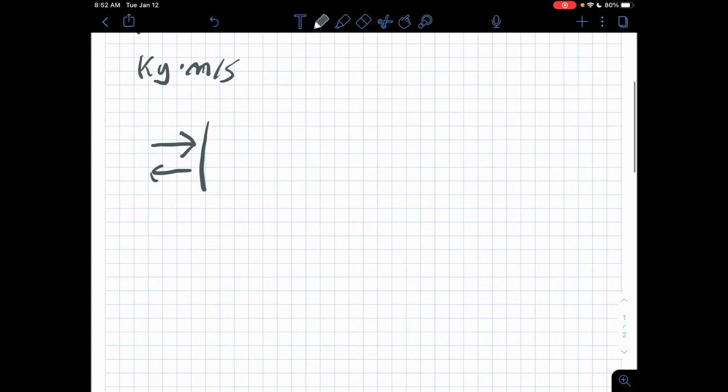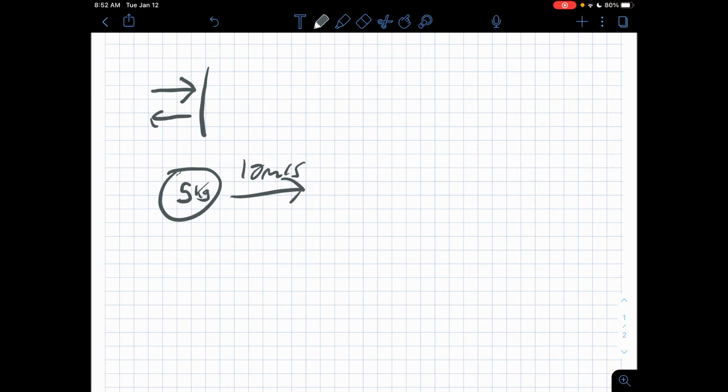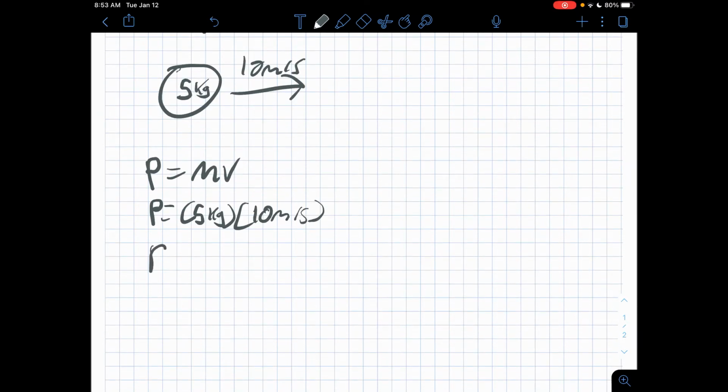For the first one, let's say we have a ball, 5 kilograms, and it's moving at 10 meters per second. Using the formula, you can easily calculate this by just doing P equals mv. Use brackets when substituting in, so 5 kilograms times 10 meters per second, and you get P equals 50 kilograms times meters per second.